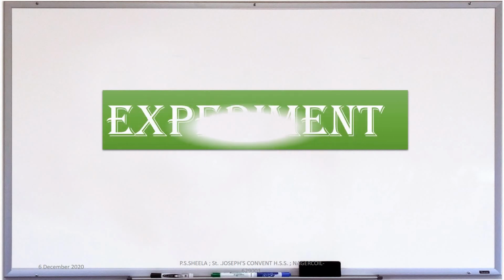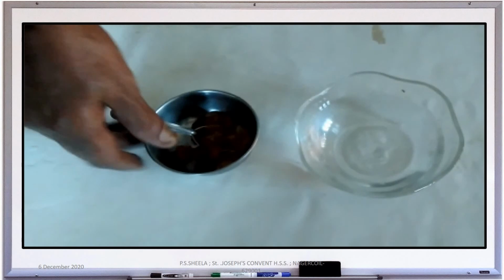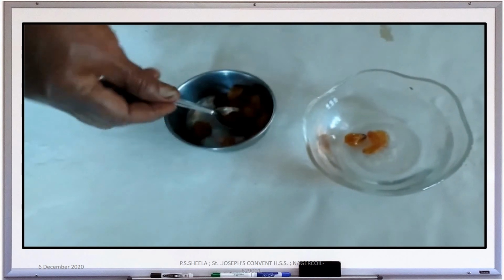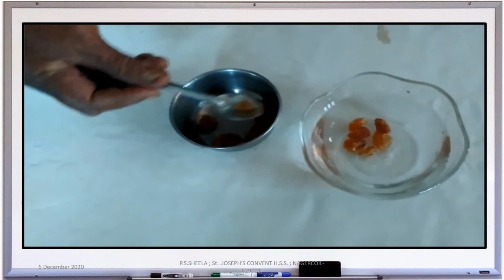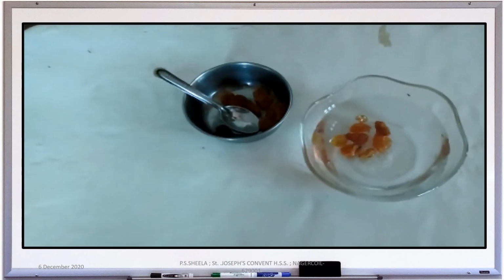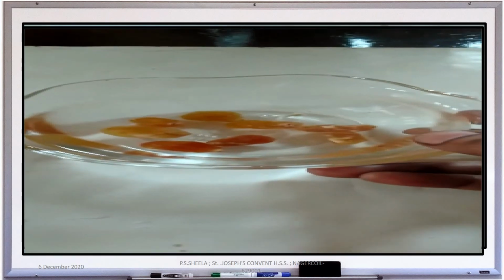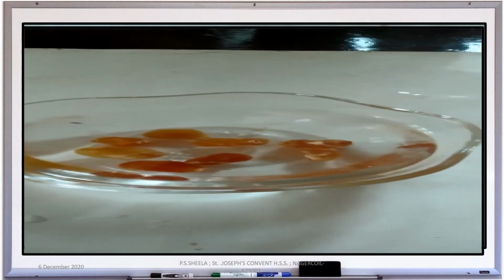Now watch this experiment. Recollect your knowledge to answer my question. What is the type of osmosis in this experiment? Take a beaker of water, add some raisins to it, leave the setup for 1 hour. After 1 hour, look at the raisin, how it has swollen.